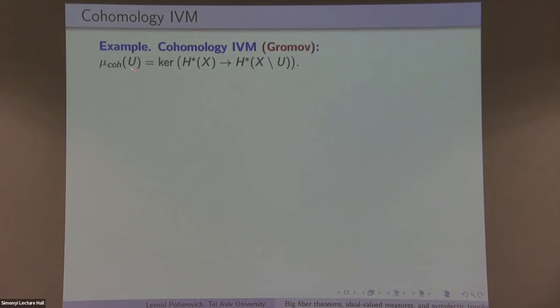So an example, and this is a major example, is cohomology, due to Gromov. If you have a set U, you consider the kernel of the restriction of H^*(X) to H^*(X minus U). So here is a double negation, so it's a little bit tricky. First we take the complement of U, we restrict, and we take the kernel, okay? But the idea is the following: a belongs to mu cohomological of U if a is represented by a chain supported in U.